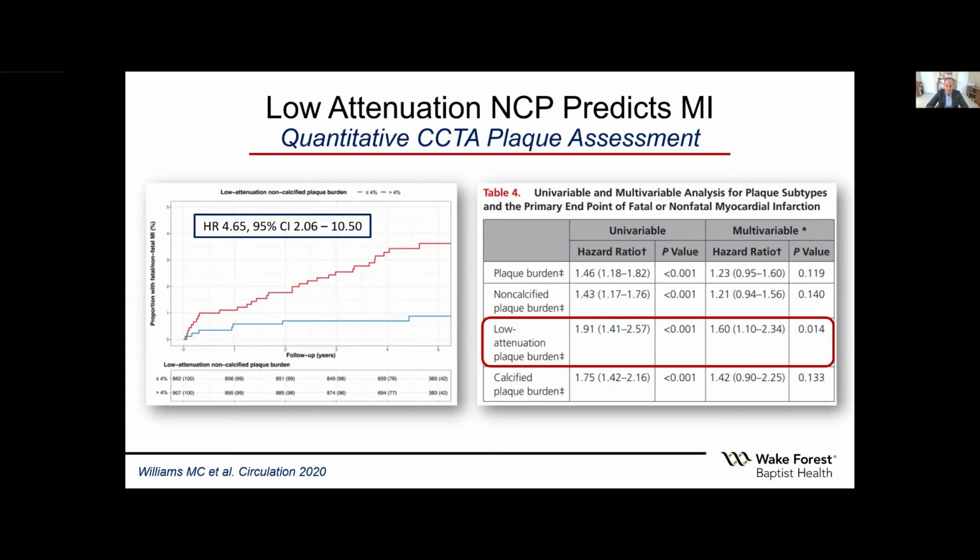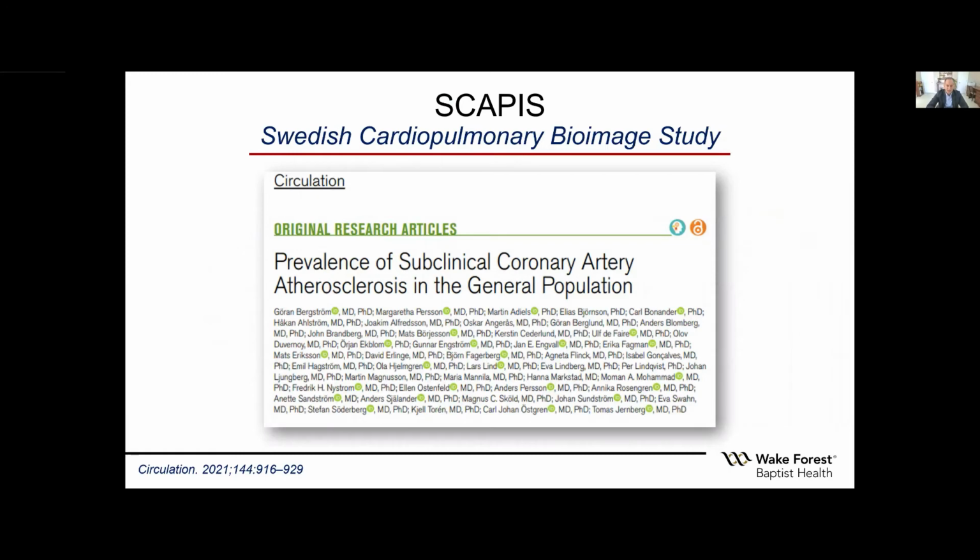And in a fully adjusted model that included several measures of plaque burden, total plaque burden, non-calcified plaque burden, low attenuation plaque burden, or calcified plaque burden, in fact, the only independent predictor for fatal or non-fatal myocardial infarction was the low attenuation plaque burden. So it is important, and that obviously is something that you cannot get simply from a coronary artery calcium score.